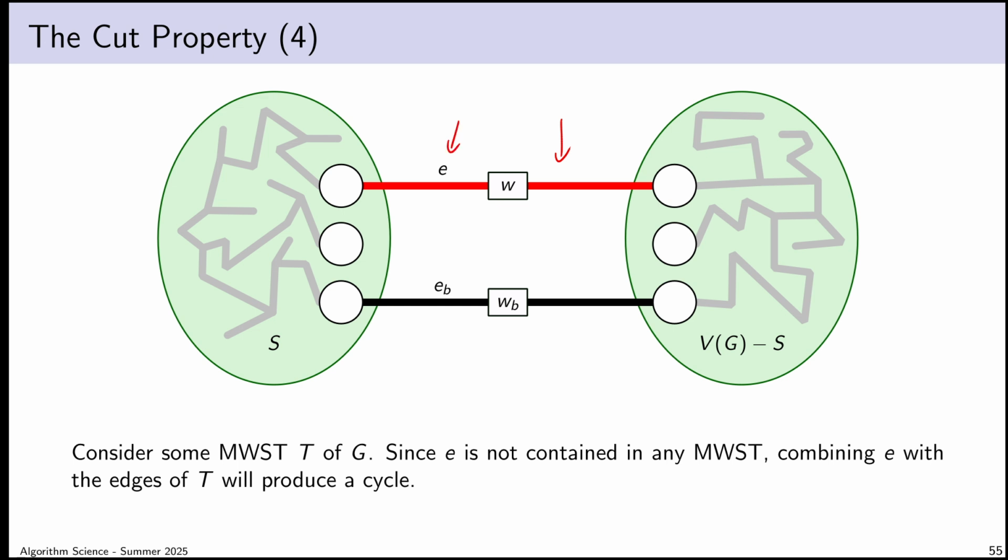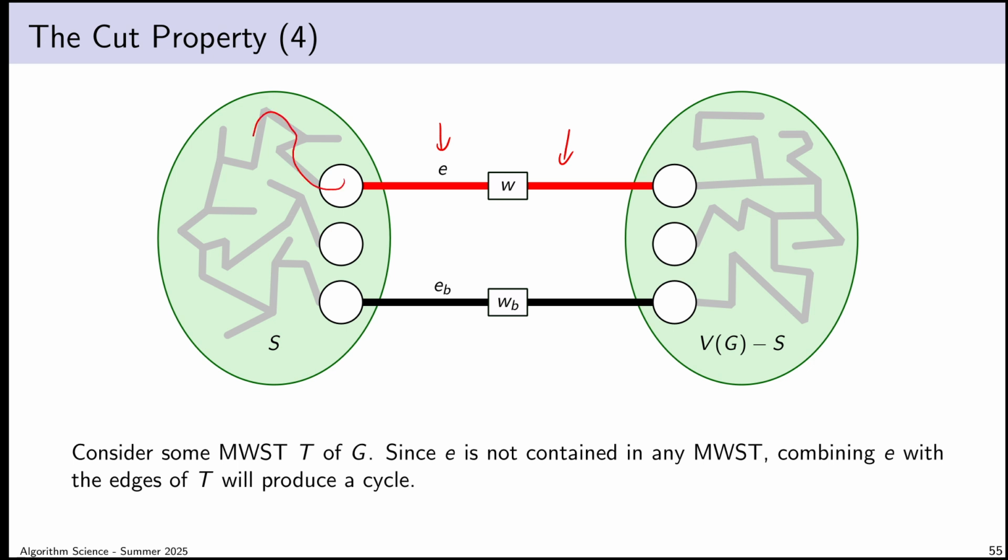Because this is not contained in any minimum weight spanning tree, that means that if I add edge E to my tree T, I'm guaranteed to produce a cycle. Obviously, because if you add any edge to a tree, you're guaranteed to produce a cycle. There's one of those tree theorems coming in handy again. So this edge is definitely not in my minimum weight spanning tree, so I add it, and that's guaranteed to produce a cycle.